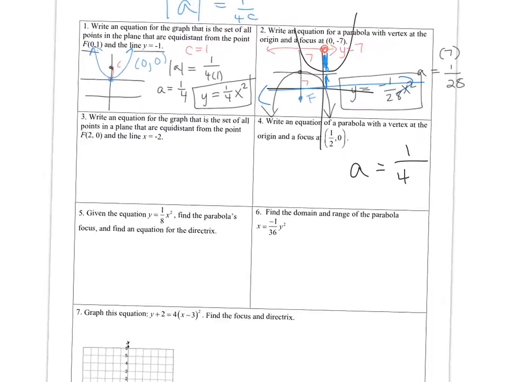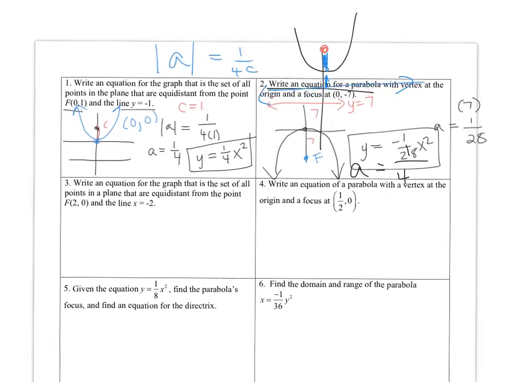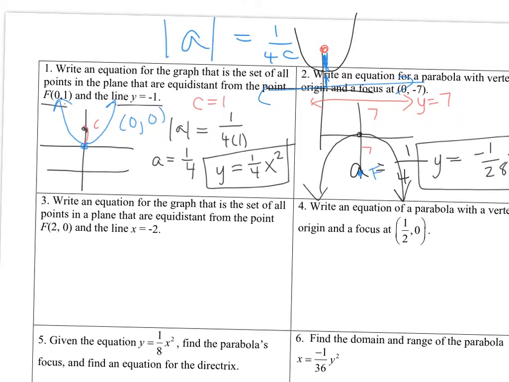Okay, number 3. Write an equation for the graph that is a set of all points that are equidistant from the focus, which is right here at (2, 0), and the line x equals -2. So this is my directrix. So my vertex has to be halfway in between, which is at (0, 0). So my parabola is looking like this.